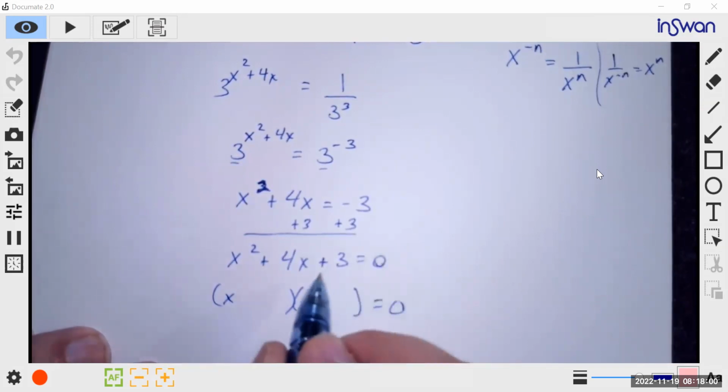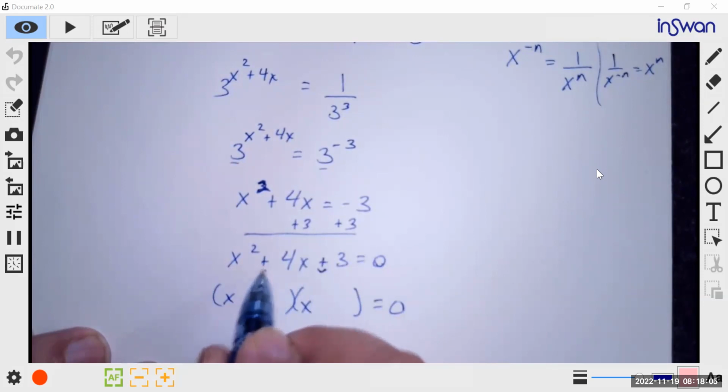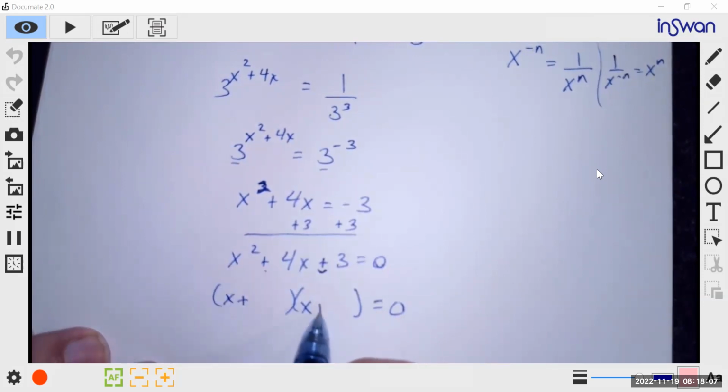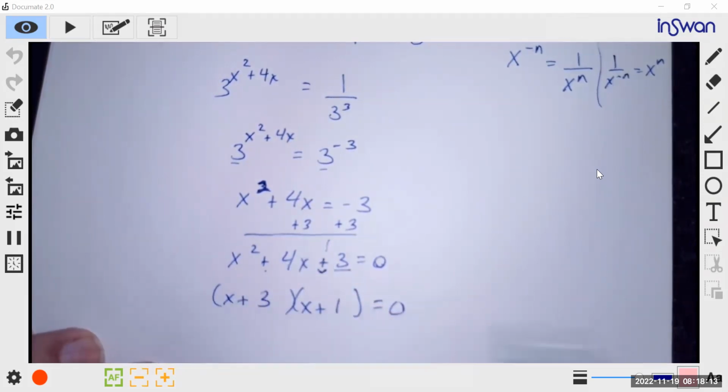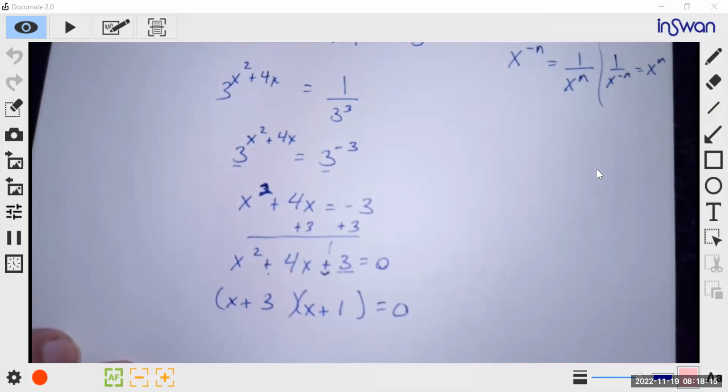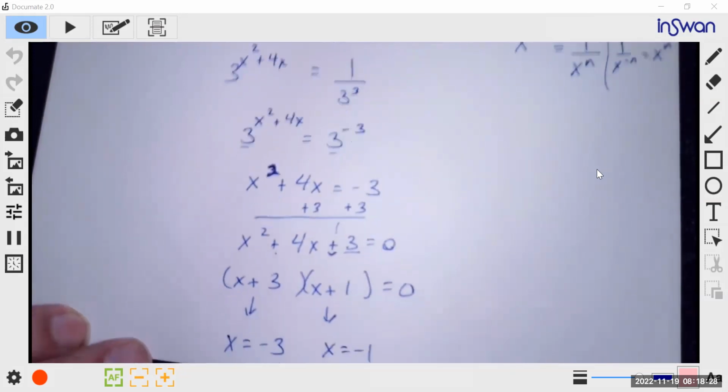x and x. The second sign's a plus, so they're the same signs. They are both plus. That's the first sign. What times what is 3? When you add them, you get 4. 3 and 1. And we set both of those equal to 0 and solve them. We get -3 and -1 as our solutions.